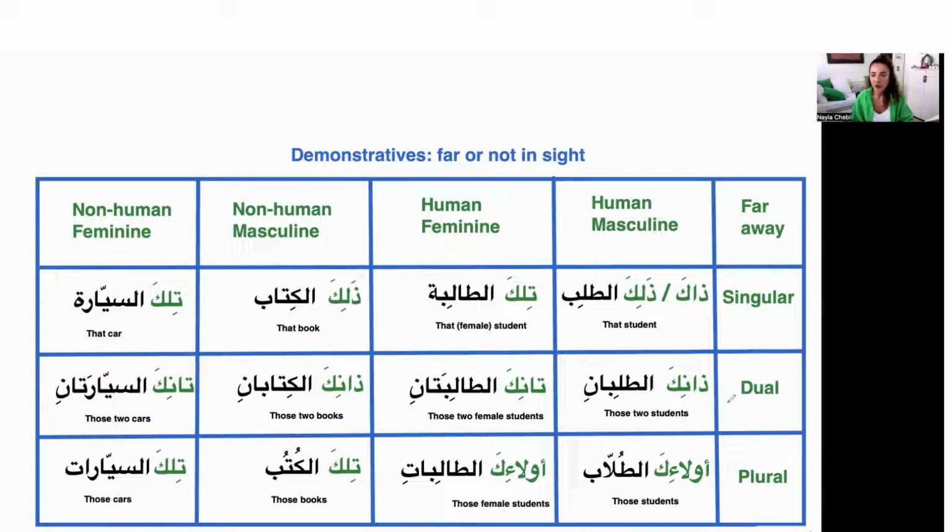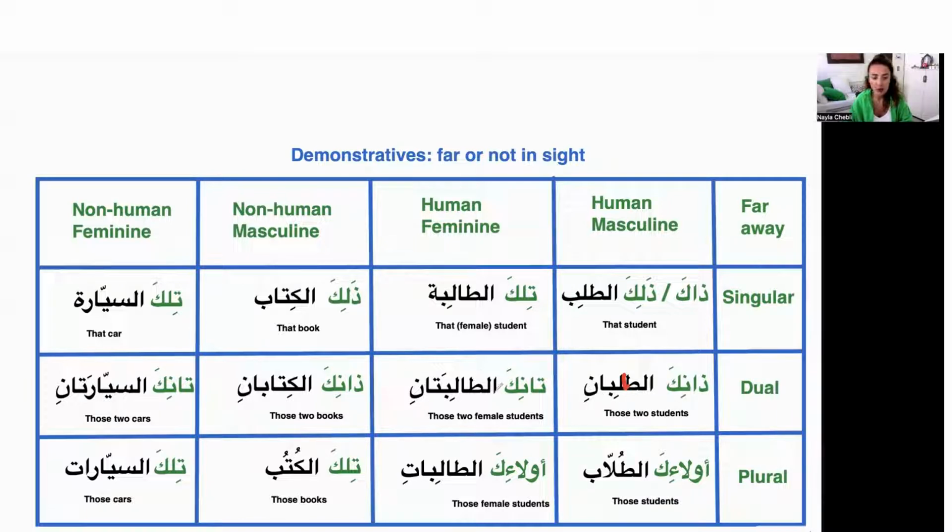The dual form. So we're talking now about two subjects or two objects. If these two are human masculine, الطالبان, I would use ذانك. ذانك الطالبان. I noticed there's a mistake here. There should be an alif here. We're missing an alif. Okay, sorry about that. متأسفة. So ذانك الطالبان is those two students.